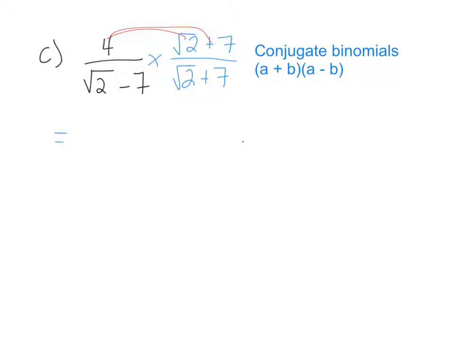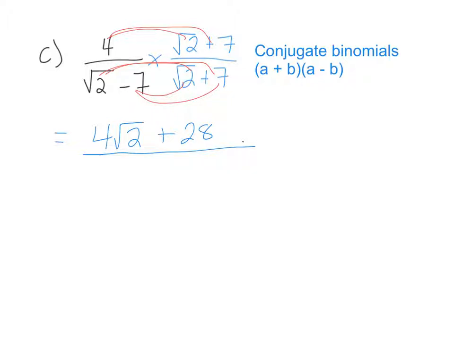So we get 4 root 2 plus 28. And then in the denominator, how many multiplications are we doing? 1, 2, 3, 4. 4 things. Root 2 times root 2 is 2. And then plus 7 root 2, minus 7 root 2, minus 49.